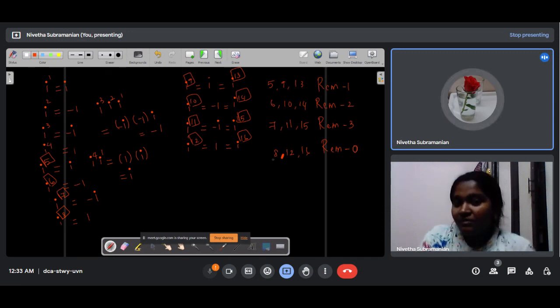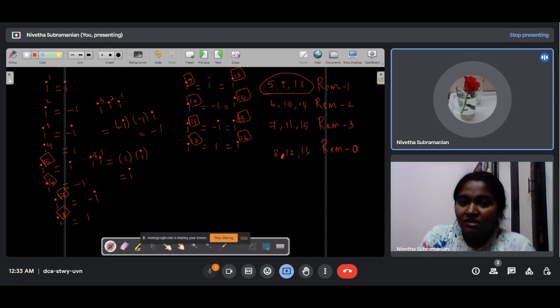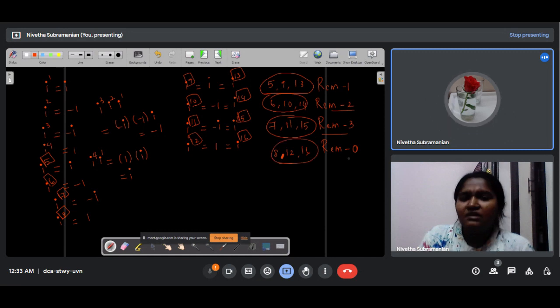Okay. So why am I dividing particularly by 4? Because after 4 numbers, the process keeps repeating, right? So I'm dividing these digits by 4. These are the 3 digits. When I divide by 4, I will get the remainder as 1. These are the 3 digits. When I divide by 4, I will get the remainder as 2. These are the 3 digits. When I divide by 4, I will get the remainder as 3. And these are the 3 digits, I will get remainder 0. So this is the point to be noted.